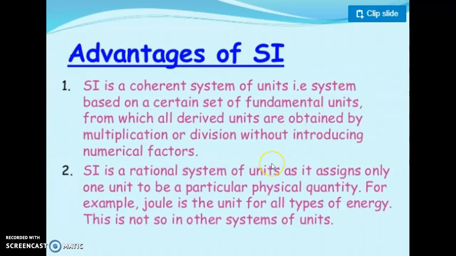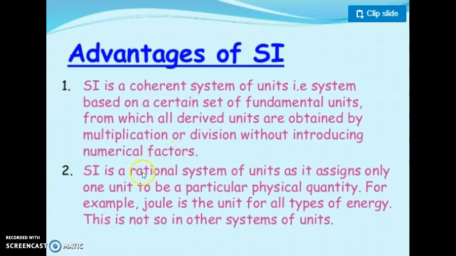So we can now see the advantages of the SI system over the other systems. First, it is a coherent system of units. It implies a system based on a certain set of fundamental units from which all derived units are obtained by multiplication or division without introducing any numerical factor. So it has a certain set of basic units from which all other units can be derived.